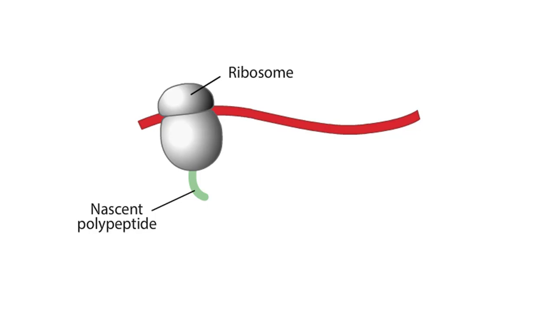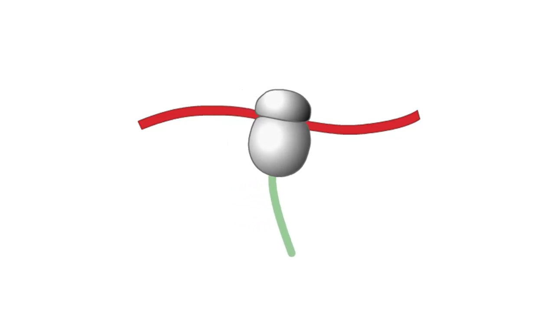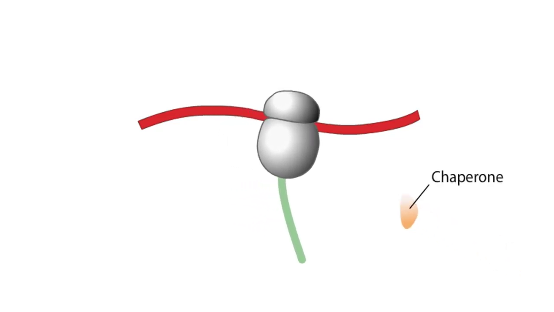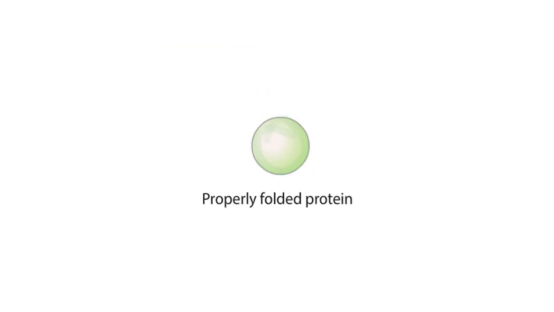The life cycle of a typical protein begins with its synthesis on a ribosome. As the polypeptide chain grows, molecules of a chaperone protein bind along its length. This prevents misfolding of the nascent polypeptide. ATP binding causes chaperone release. For most proteins, the polypeptide then folds into a native conformation.